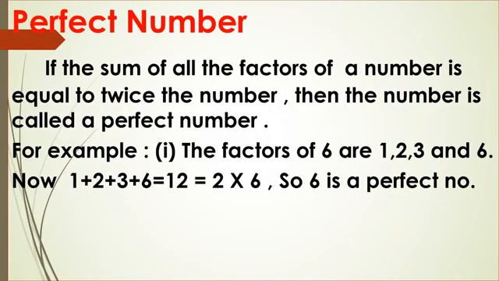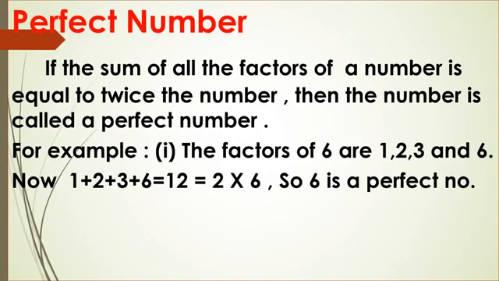twice the number. Twice means 2 times. Multiply by 2. So 12 must be equal to 2 multiplied by 6. Is it equal? Yes. 2 multiplied by 6 is also 12. Twice of the number, and the number is 6, so 2 multiplied by 6. If it is equal, so 6 is a perfect number.